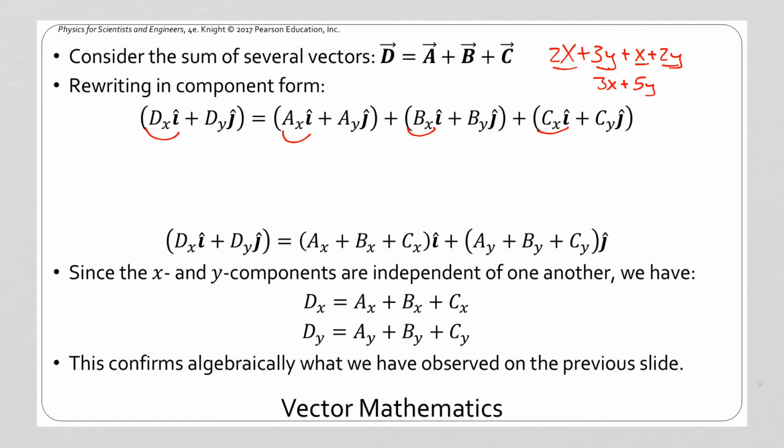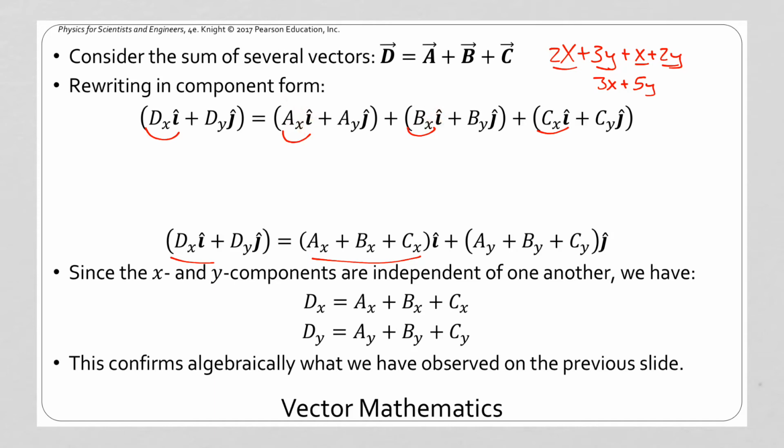You can't combine them. The same thing is true here. These are all going to be numbers, but you can add the i hat terms and you can add the j hat terms, but you can't add i hats and j hats because they're pointing in different directions. They don't deal with each other. So all of the x components can be grouped together.